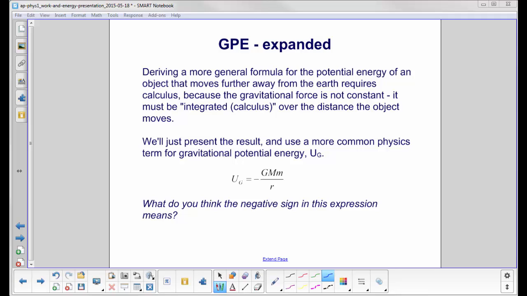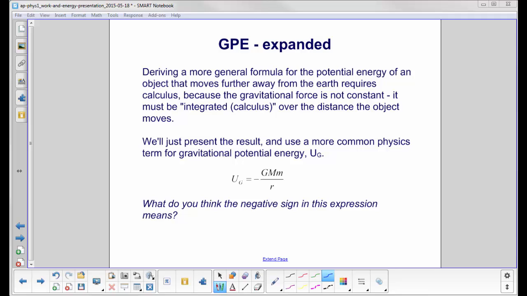Mathematically, we've gone about as far as we can now, given the fact that most of you haven't taken calculus, because to derive a more general formula for the potential energy of this object requires calculus. The gravitational force is not constant. It keeps decreasing as you get further away. Hence, there must be an integration technique used to solve for the potential energy. So we'll just present the result here, and for those of you going on to APC, you can cover it then, and it'll be quite cool.